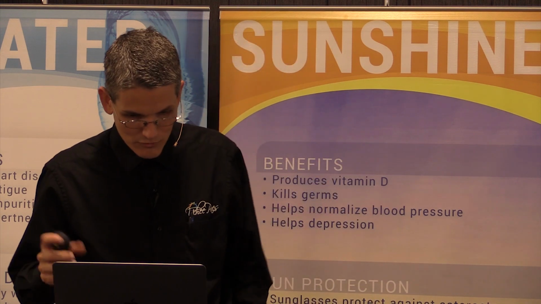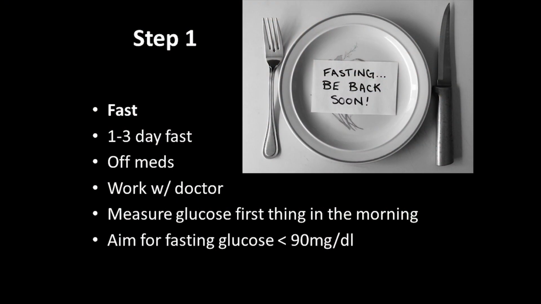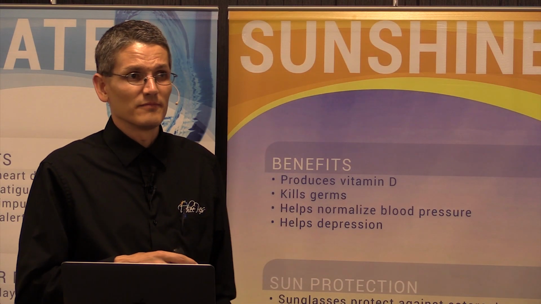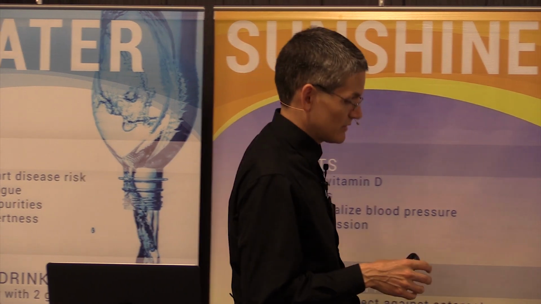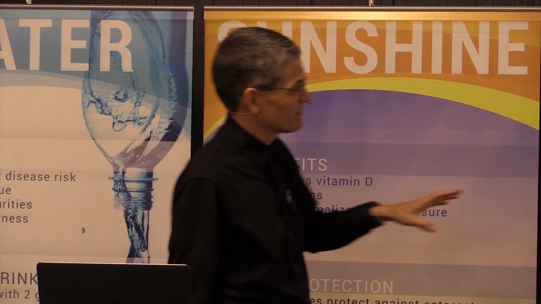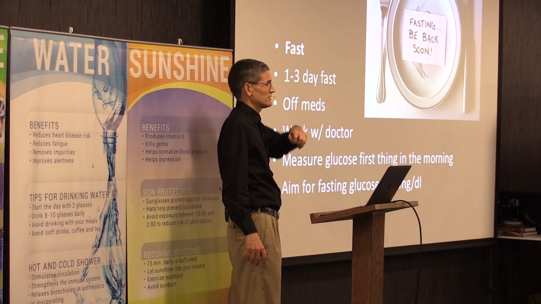Right? So yes, work with your doctor, and you want to measure your blood sugar first thing in the morning. And you're aiming for a fasting blood sugar below 90 milligrams per deciliter. Now, we have had individuals whose diabetes was fairly bad, and maybe they ended up with like 11 days of fasting before their sugars actually got down that low. Right? But for most individuals, one of the nice things about fasting is it can give you a good idea of how bad your insulin resistance is.